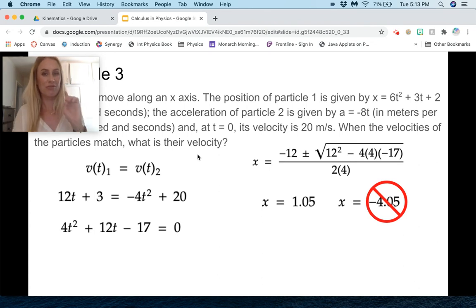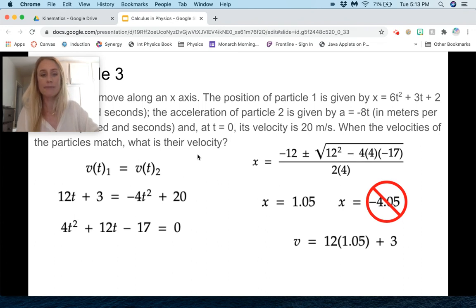No. Okay, remember, we want to know when the velocities of the particles match. What is their velocity? We know what the time is when they match. It's at a time of t equals 1.05 seconds, but we still don't know what the actual velocity is, which is what we're actually trying to find. So what we're going to do is we're just going to plug this 1.05 seconds in for time in one of the equations. Doesn't matter which one.